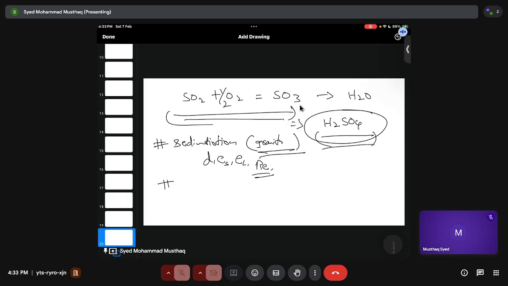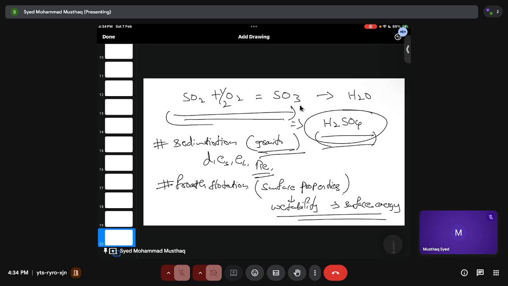And if you are talking about froth flotation, what do we use? Froth flotation depends upon the surface properties. That means the wettability, and that in turn depends upon the surface energy. So these are the things that define your froth flotation. And collectors, we have seen xanthates, right? Mostly we have seen people using them.